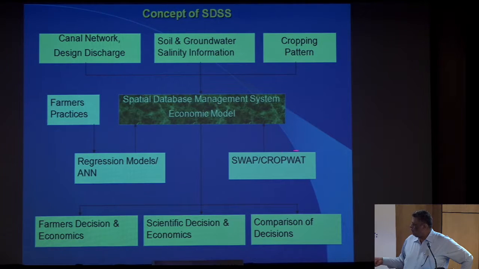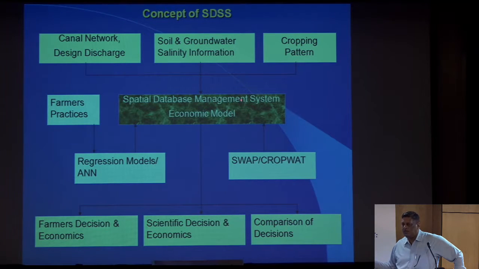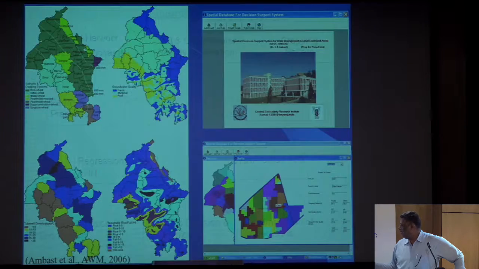Another was the physical models like SWAP and CropWat, which were used for the salinity related estimation. The farmers' practices were evaluated plus scientific decisions, and compared to know whether the decisions of the farmers are good or whether we can improve upon their decisions.